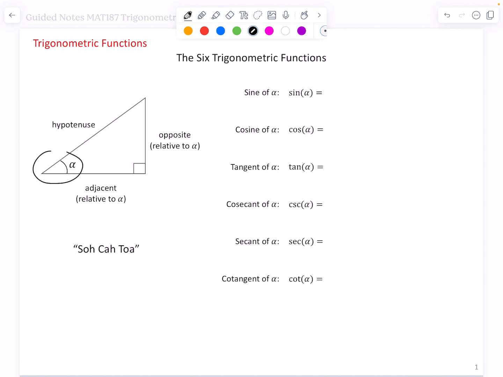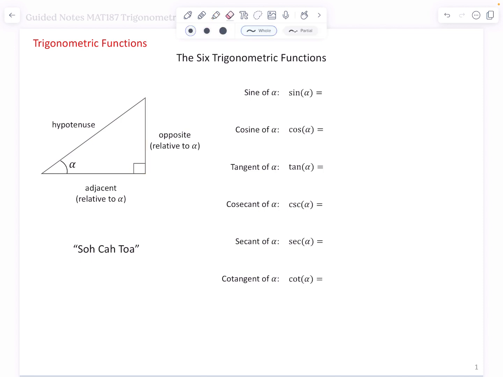Now let's focus on this angle over here, whose measurement is alpha. Relative to that angle, this leg of the triangle is called the adjacent, because it is adjacent to the angle itself. It is one of the two line segments that form the angle, the other line segment being the hypotenuse. Relative to alpha, this leg is called the opposite. It is the leg not involved in the angle measured by alpha.